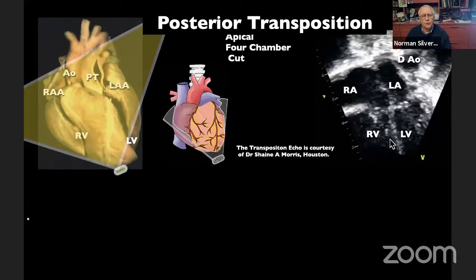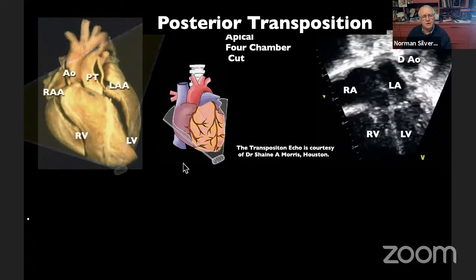Now, in case you thought that the aorta was always going to be anterior, here is a rare example of transposition with the aorta posterior to the pulmonary trunk. This is the so-called posterior transposition.